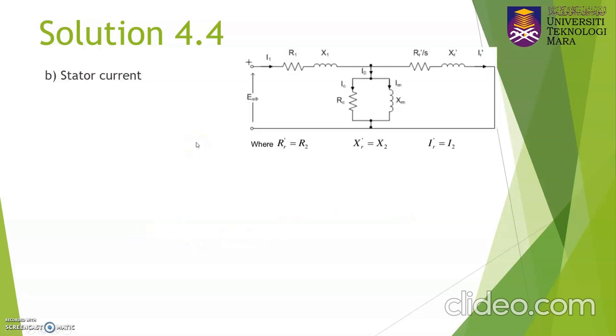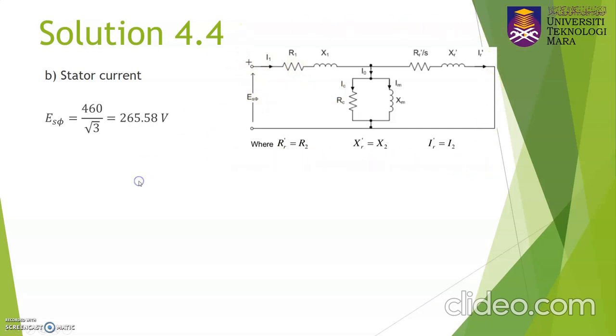For the stator current, remember you need to choose whether to use this circuit or the equivalent circuit. Based on the question, it didn't mention that. It just mentioned that all these values are constants in ohm per phase referred to the stator. So that's why you need to use this circuit, rather than the circuit where we move the RC and XM to the front. That one we call an equivalent circuit. But here, based on the question, you need to use this circuit.